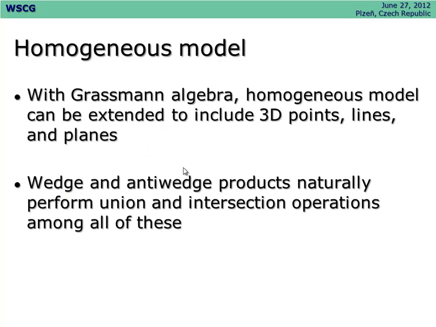Now, this can be extended to include lines and planes. And this has actually been done in the past, but they never had the full picture here of what's going on. I'll get back into that in a second. So in Grassmann algebra in four dimensions, we can apply the homogeneous model to points, lines, and planes, and use the wedge and anti-wedge products to do geometric computation.